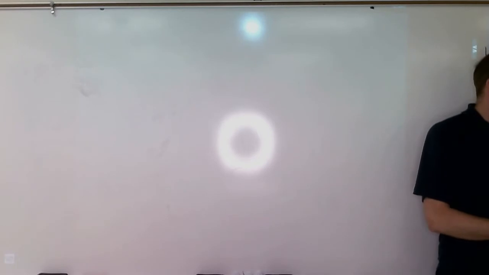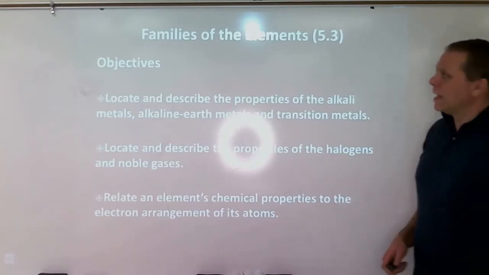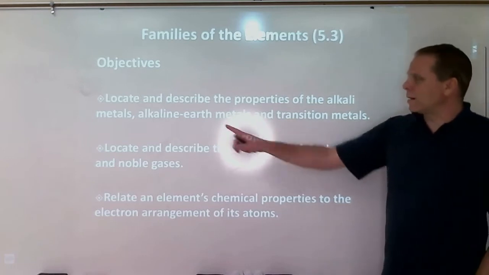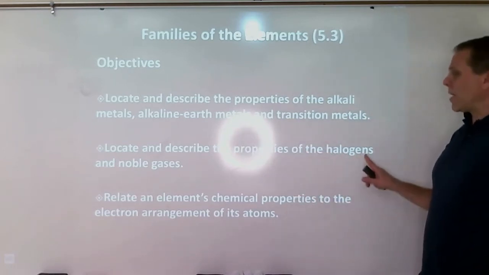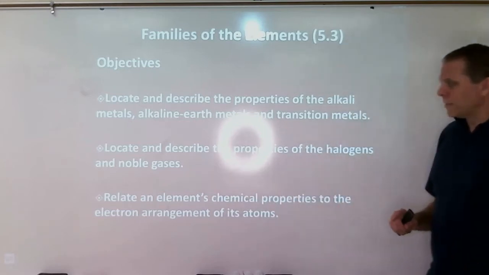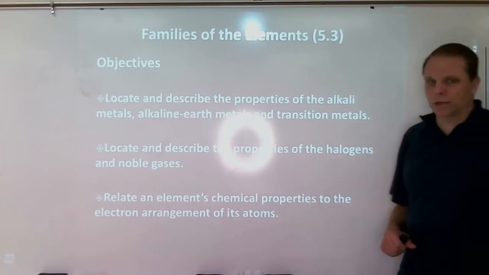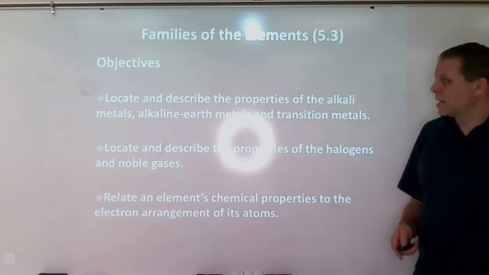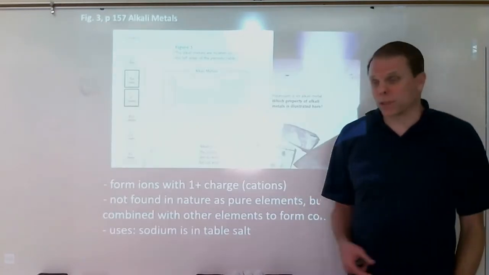All right, so let's see if I can get you going here. There we go. These are the families of our elements, right? And so we want to locate and describe the properties of alkaline metals, alkaline earth metals, transition metals. And we're going to tell you a few more too. The properties of halogens and noble gases, and relate the element's chemical properties to the electron arrangements of its atoms. Again, tying it back into how the atoms' electrons are helping to form its properties.